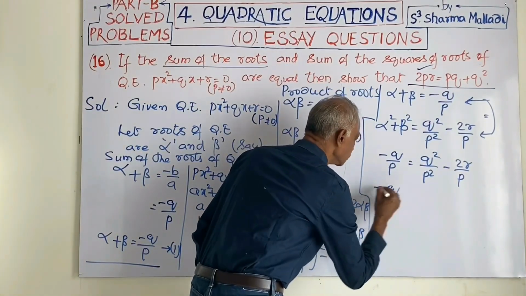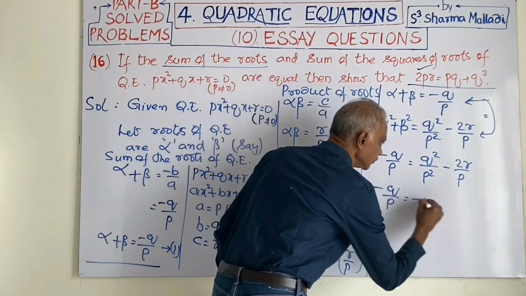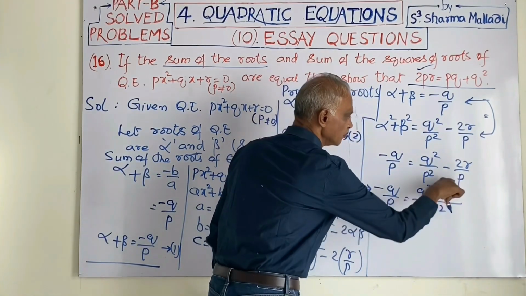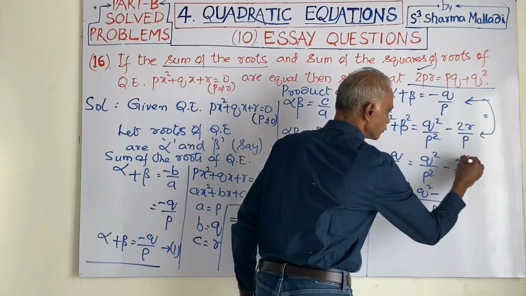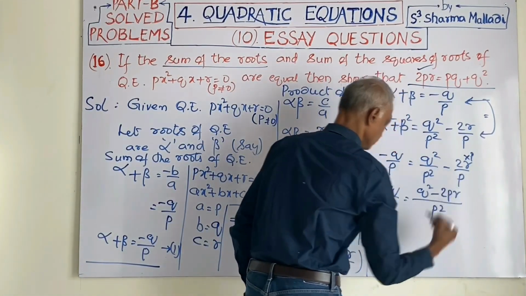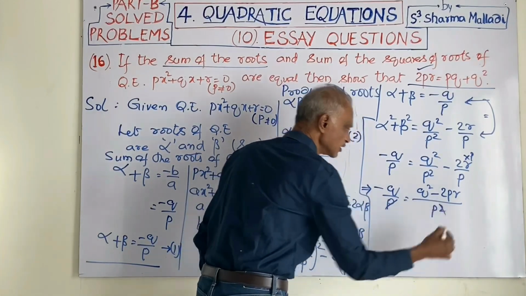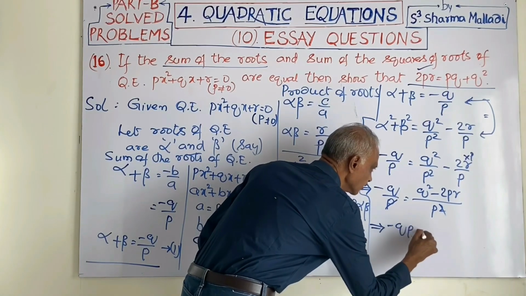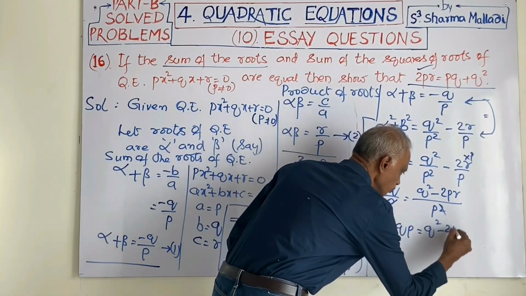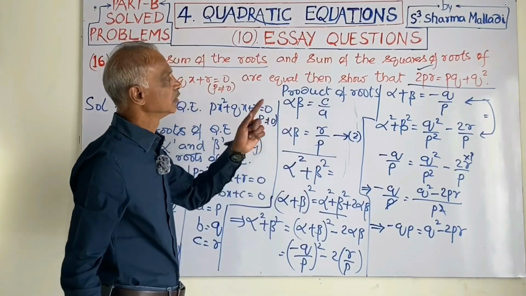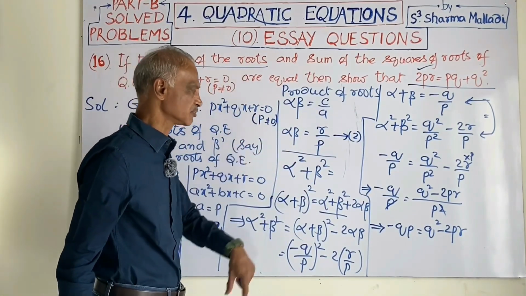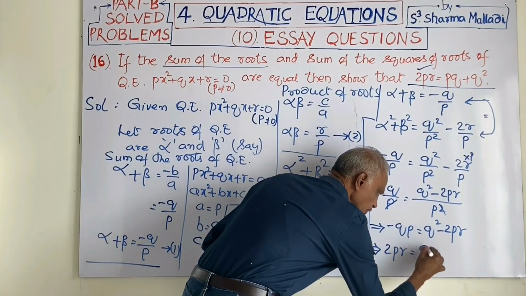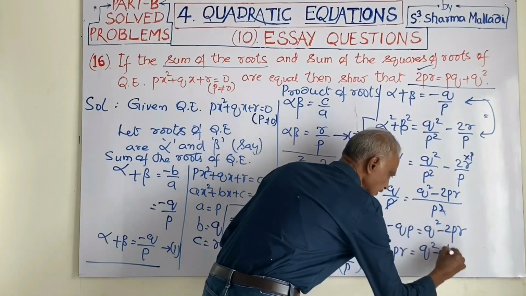Now equate these two. Minus q by p is equal to q square by p square minus 2r by p. Now minus q by p is equal to, you take p square LCM, you will have q square minus how many times it will go? p times. You have to multiply it with p, 2pr. Now you can cancel p. You will have minus q into p, minus qp is equal to q square minus 2pr. We have to show that 2pr is equal to pq plus q square, means 2pr is equal to q square and this pq that side, pq.